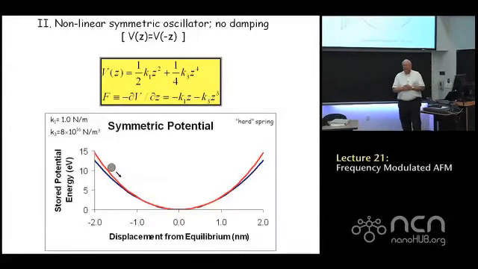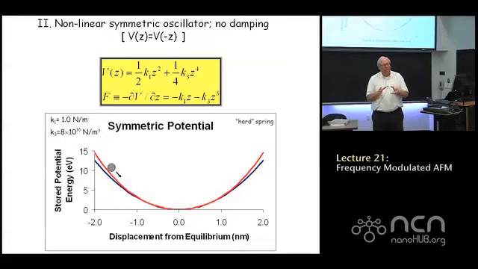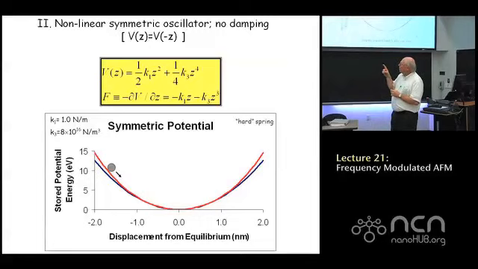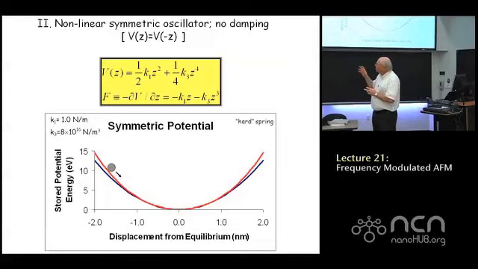Second case I like to consider is the case of a symmetric oscillator, no damping, but I'm going to make it nonlinear now. The way I'm going to make it nonlinear is I'm going to modify the potential well that the particle, or that the cantilever, oscillates in. I'm going to add a z to the fourth term, and I'm going to add that in addition to the quadratic term that we've already discussed in some detail.